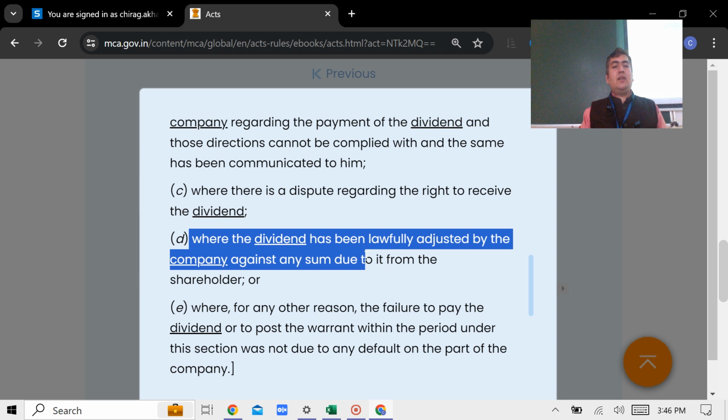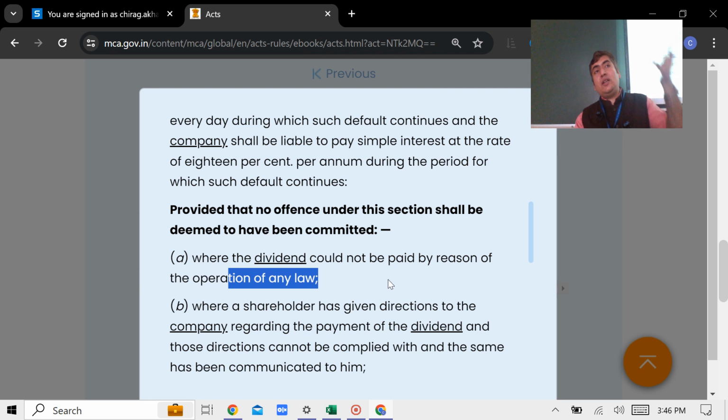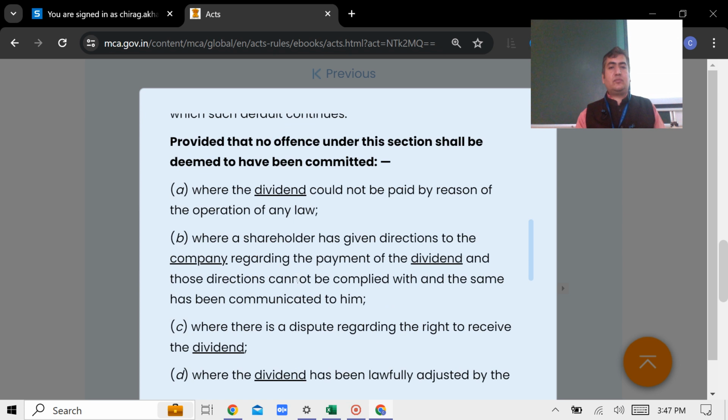So now let me read the other point. The other point is trying to say whether the dividend couldn't be paid by reason of the operation of law. What do you mean by operation of law? If the court orders the company not to give the dividend to this person because there is a dispute regarding who is the real owner of the shares. Suppose the father died and the shares got transmitted, but the two brothers are in dispute. A says these are my shares. B says no, these are my shares. Are you getting my point? So the matter went to the court and the court instructed the company not to issue any dividend right now until the court allows. Do you get what I am trying to say? So the dividend could not be paid by reason of the operation of law.